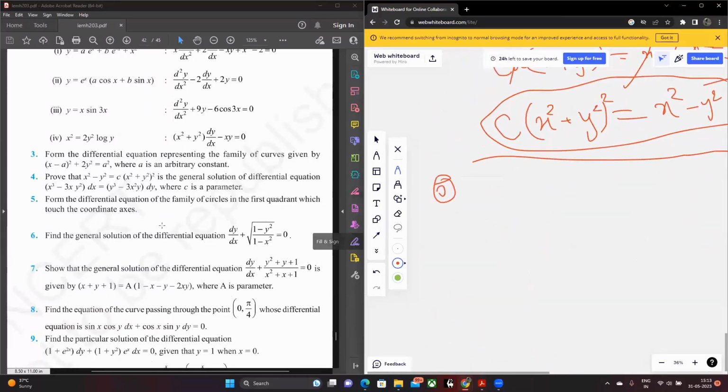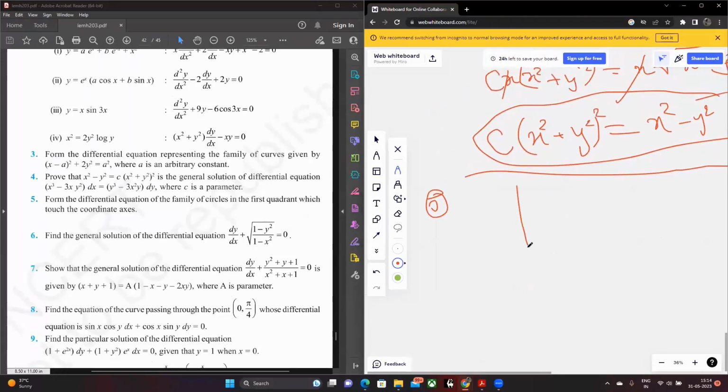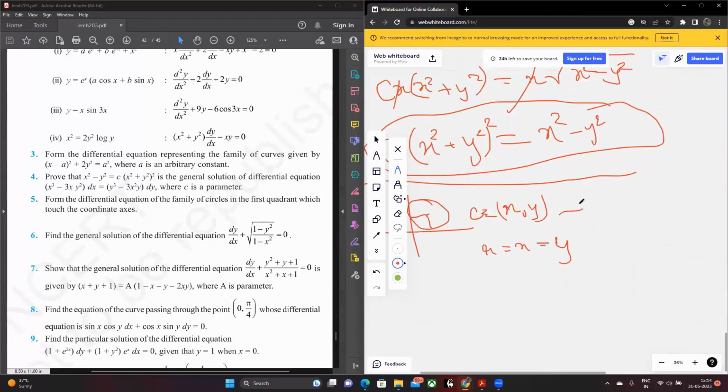Question number 5. Differential equation of the family of circles in the first quadrant which touch the coordinate axis, right? Which touch the coordinate axis. So basically, if the center of the circle is x comma y, let's say, that's a center, then basically your radius is going to be equal to x is going to be equal to y, right? So your center is basically equaling r comma r.